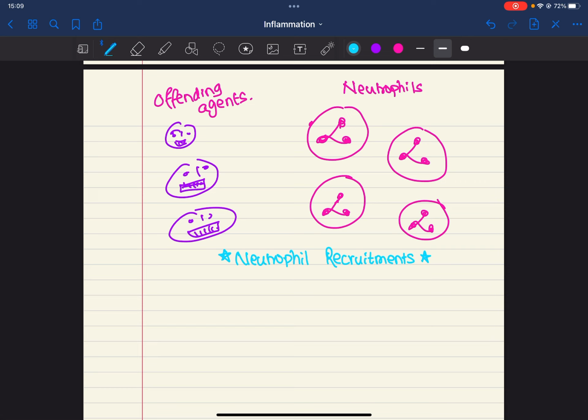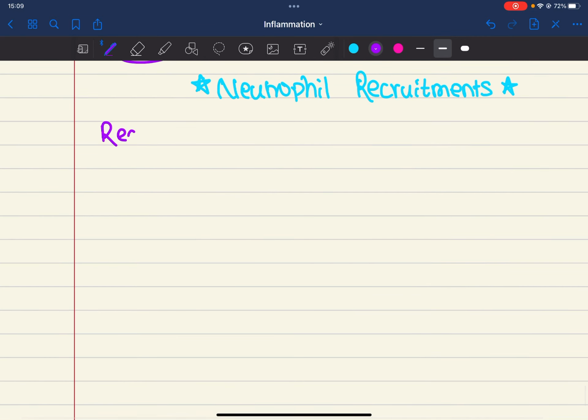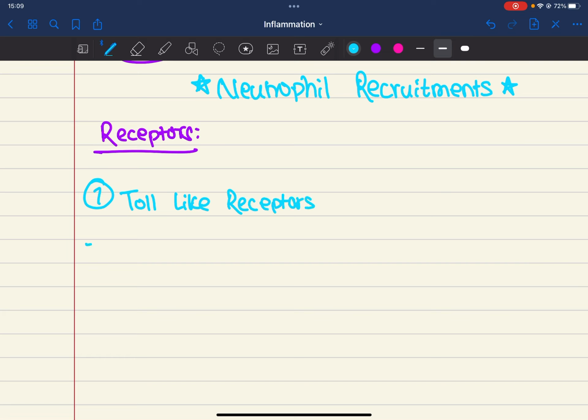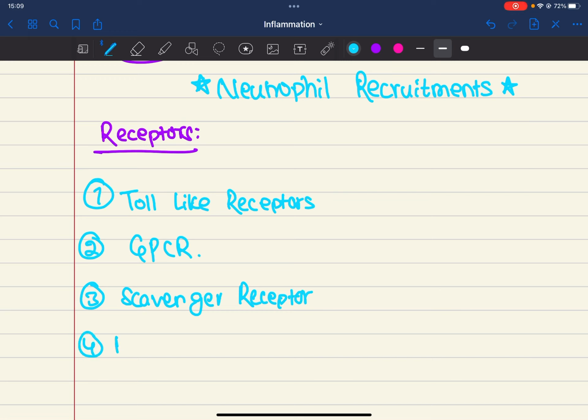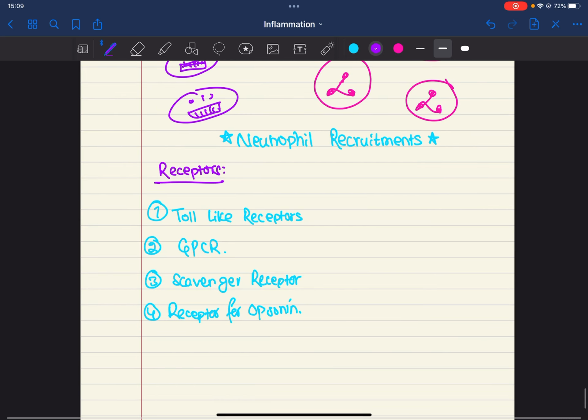Now how do these neutrophils recognize? There are many receptors. It's all about receptors. The receptors present in the neutrophils for the recognition of offending agents include, number one, toll-like receptors. Second one is G protein coupled receptor. Third one is scavenger receptor, and last one is receptor for opsonins. Now I'll discuss in detail what opsonization is.